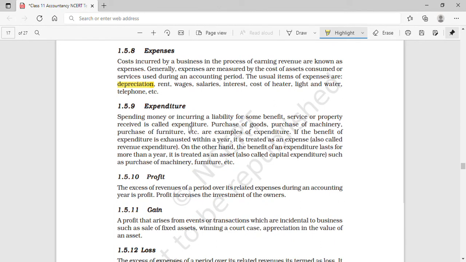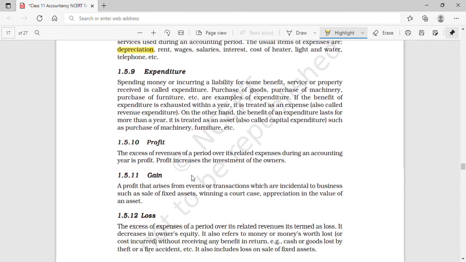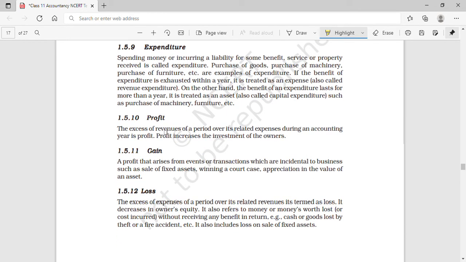Expenditure is what? Spending money or incurring a liability for some benefit. Purchasing of machinery, purchasing of furniture is an expenditure. Next is your profit, which we already saw. Profit increases the investment of the owners.